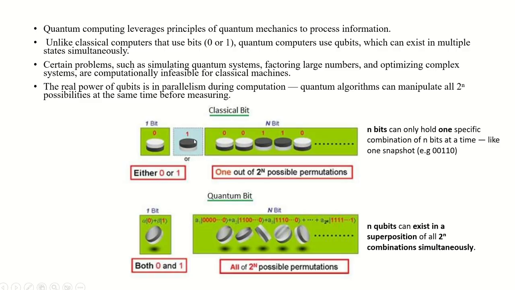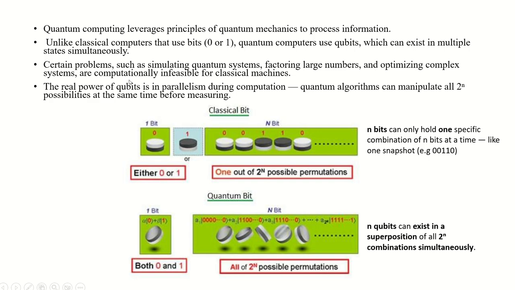Whereas in classical bits, out of these 2^n, out of the 8 permutations, any one, like 101 or 110, is the only one stored in classical bits at a time. So this was the main difference between classical bits and qubits. This is the factor which can lead to exponentially fast computations compared to classical computing.